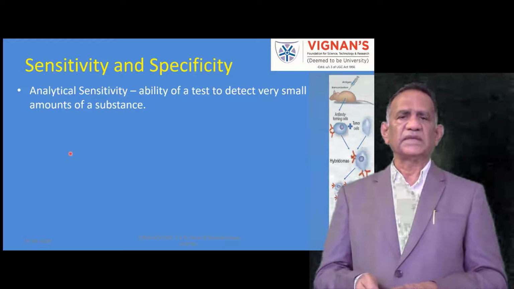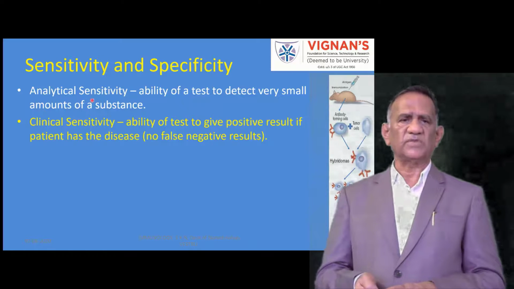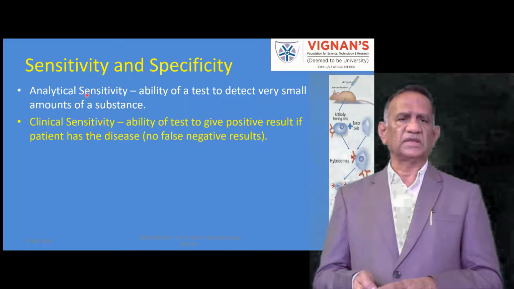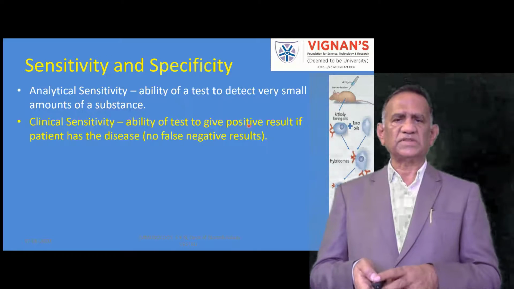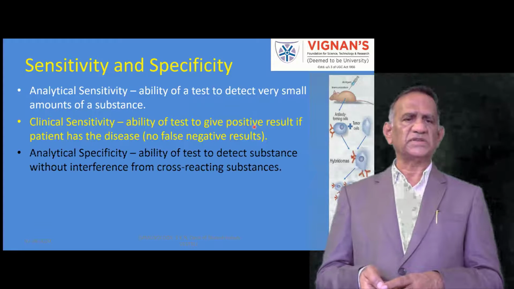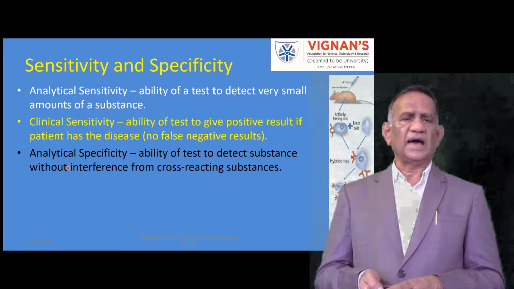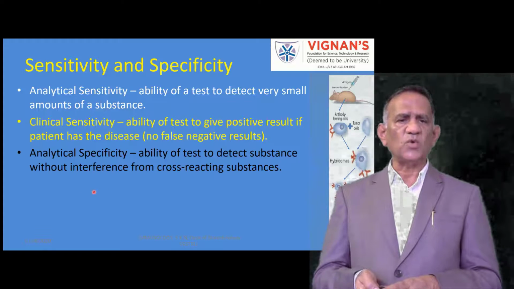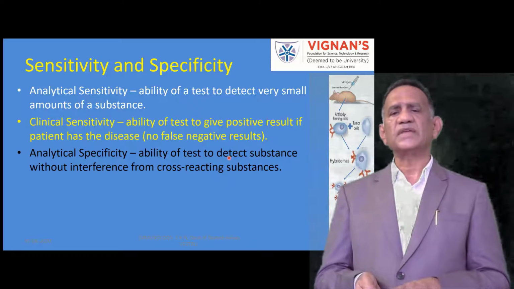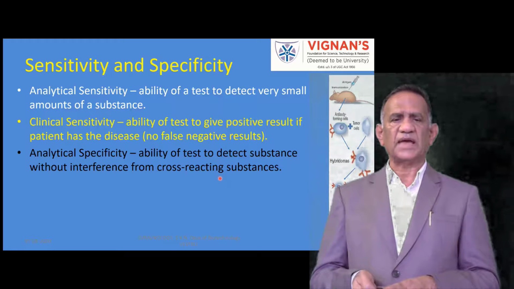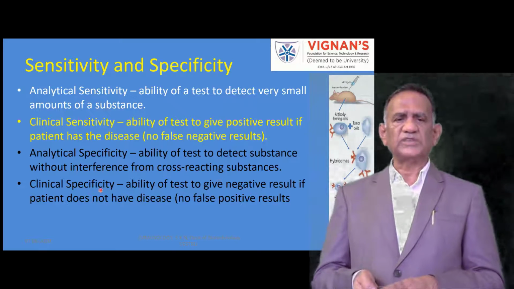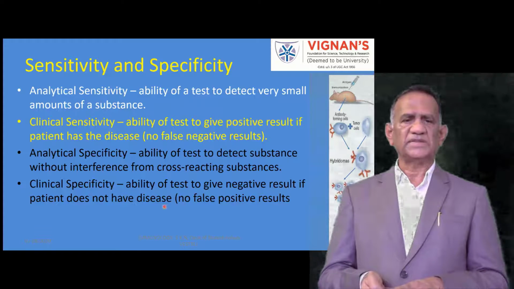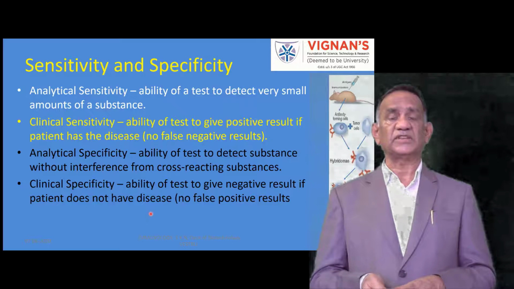Sensitivity and specificity. The ability of a test to detect very small amounts of antigen is analytical sensitivity. Clinical sensitivity is the ability of a test to give positive results if the patient has the disease. Analytical specificity means the ability of a test to detect substances without interference from cross-reacting substances. Clinical specificity means the ability of a test to give a negative result if the patient does not have the disease.